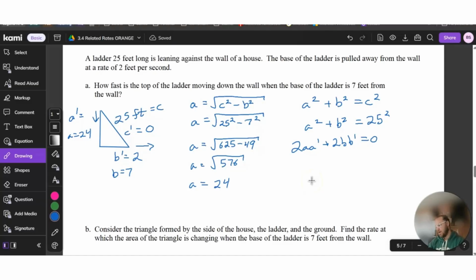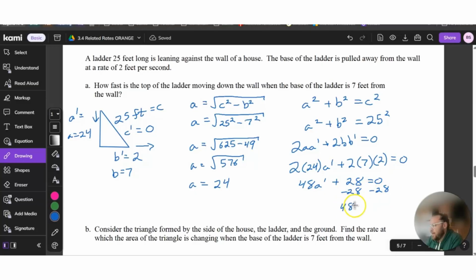Now what do I know? A whole bunch of these things. Let's plug in what we know. A is 24. A prime is what I'm looking for. B is 7. B prime is 2. And then I just work that out and solve. 2 times 24, 48. 2 times 2 is 4, times 7, 28. Then move it over. 48 A prime is equal to negative 28.